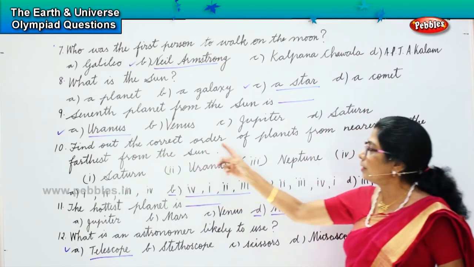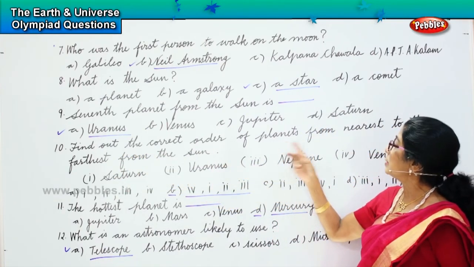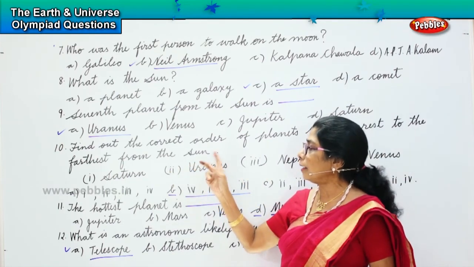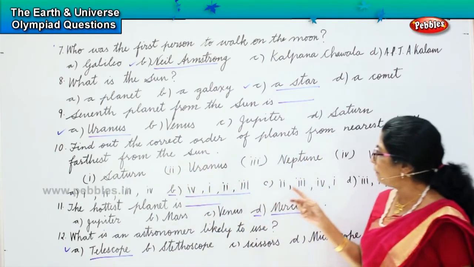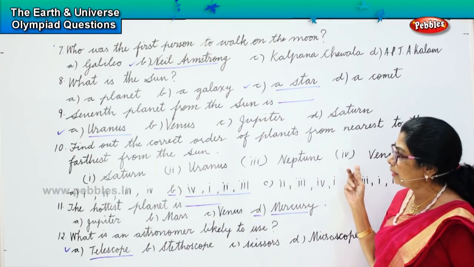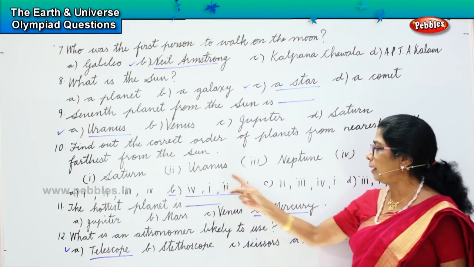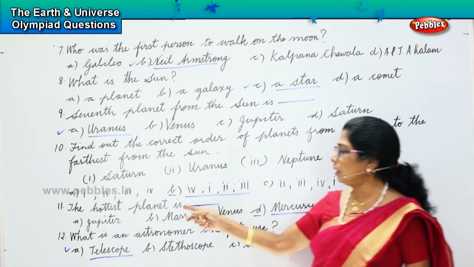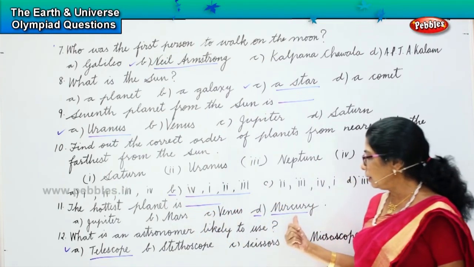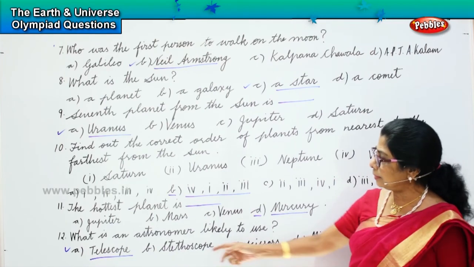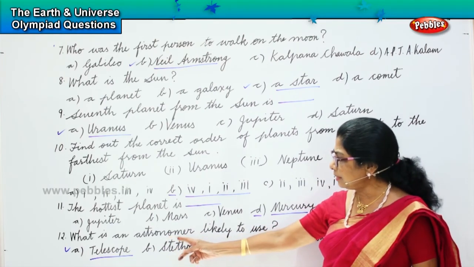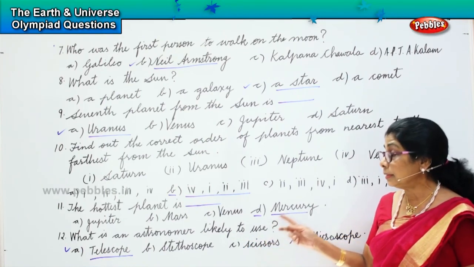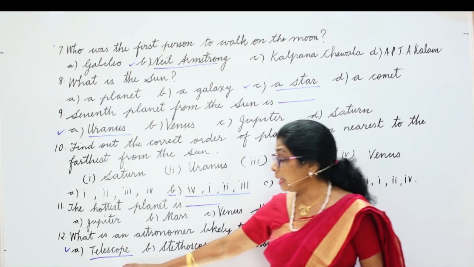Find out the correct order of planets from the nearest to the farthest from the sun. And our option is option B, Venus, Saturn, Uranus, Neptune. That's the order, option B. The hottest planet is Mercury. And finally, the last question. What is an astronomer likely to use? An astronomer is likely to use a telescope.